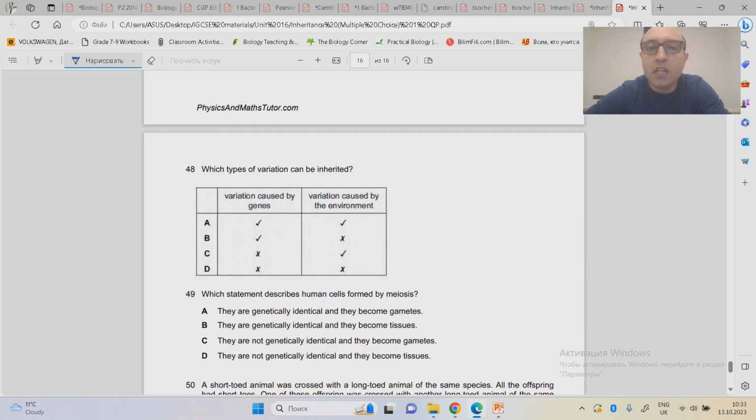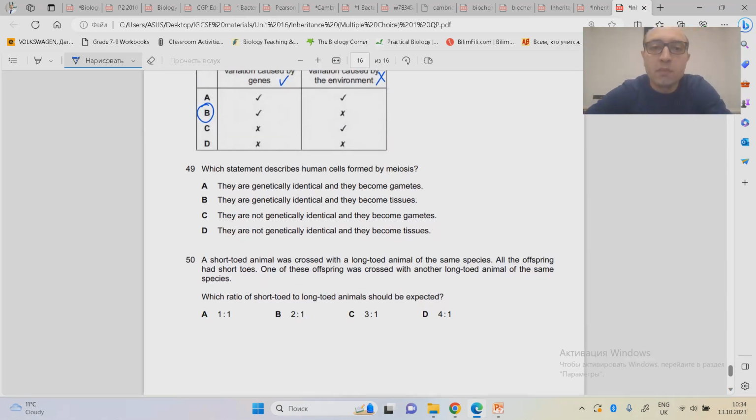Which types of variation can be inherited, guys? Of course, if it is inherited, variation caused by the genes, correct, but environment not. So it's B. Which statement describes human cells formed by meiosis? So as we said again, meiosis creates non-identical cells and they are gametes. And generally, animals use meiosis for sexual reproduction.